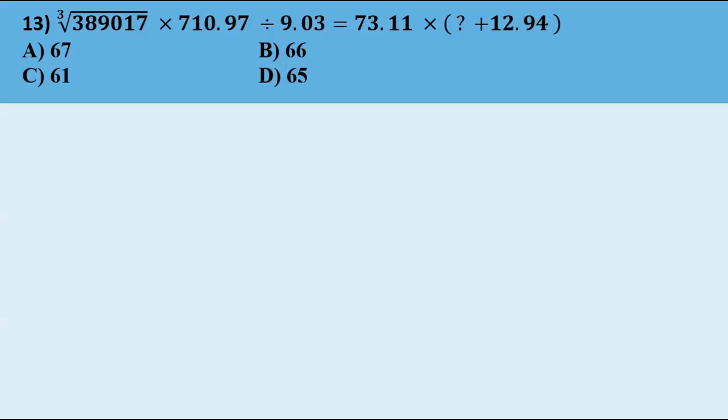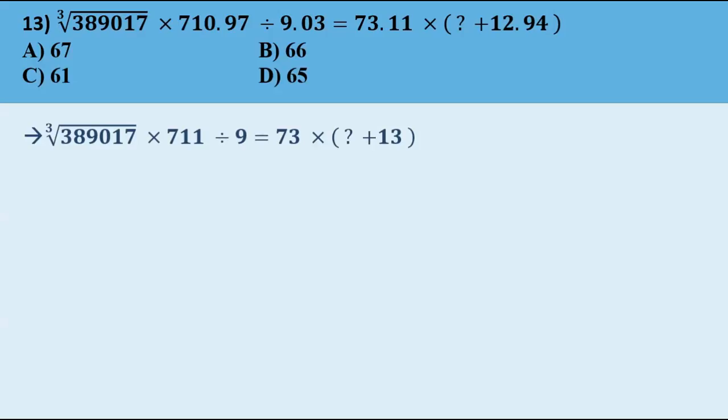So let's begin the solution. As usual, the first step would be to rewrite the expression as shown. What we have done is, we have written all the decimal numbers to its nearest integer. So we get cube root of 389017 into 711 divided by 9 is equal to 73 into question mark plus 13. You can observe that I have replaced 710.97 with the closest integer. I've also replaced 9.03, 73.11 and 12.94 as well.